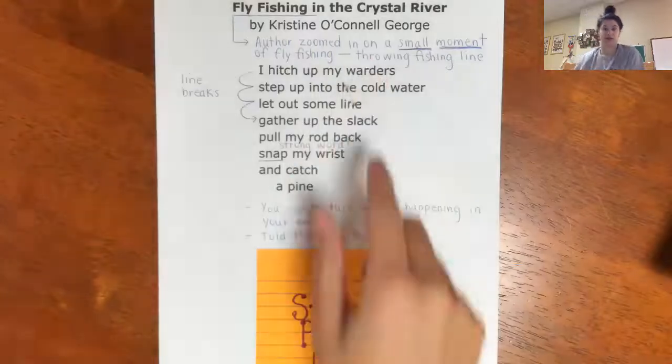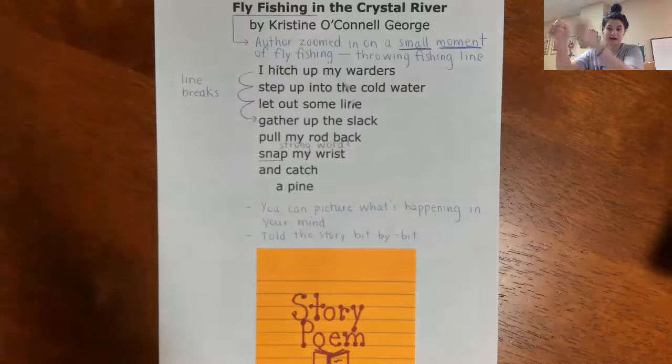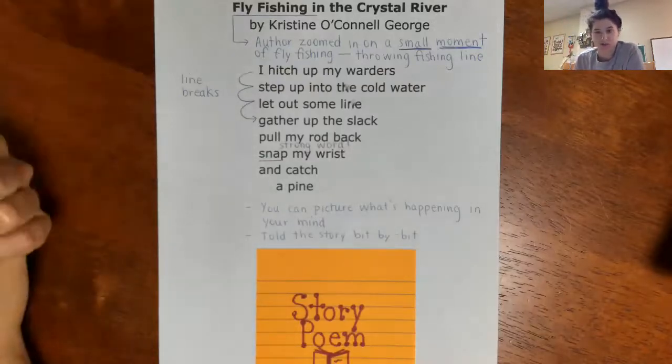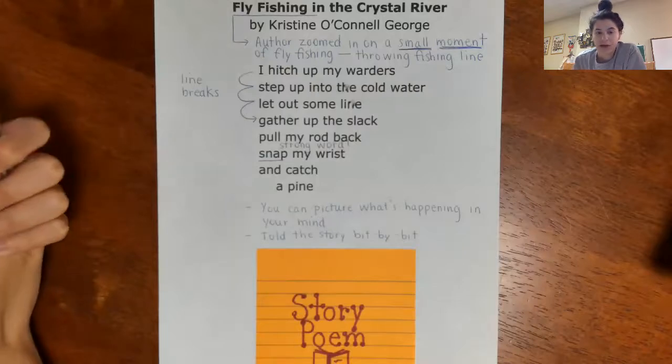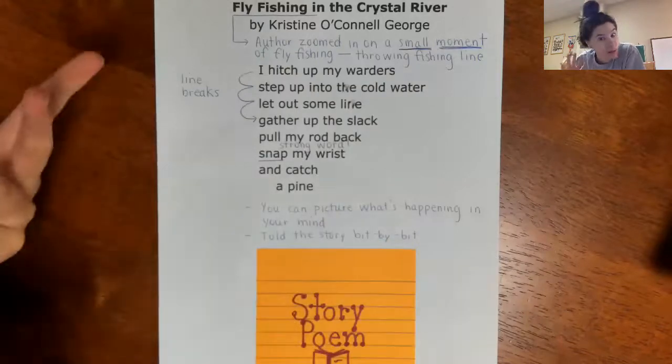She says first she hitched up her waders, she stepped up to the water, she let out the line, she gathered it up, she rolled it up, she pulled it back. Okay, so it's one small thing. She didn't talk about her whole fishing trip, just a piece of it, right? Okay, so you can really picture what's happening in this story poem, just like a story, right?